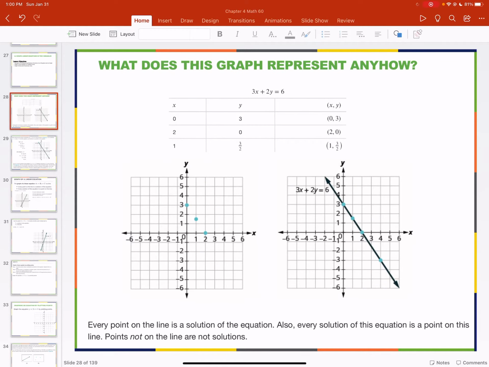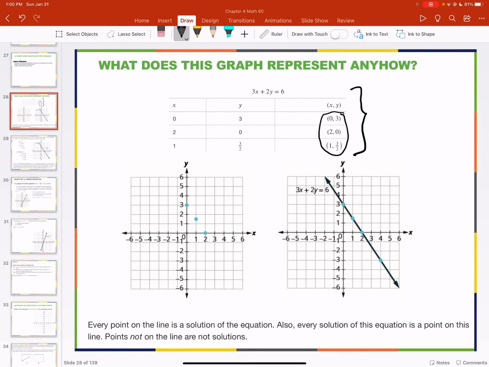Okay, so first thing is, what does the graph represent anyhow? Suppose you took the line 3x plus 2y is equal to 6, and you plugged in some points, and you solved for values of x and y, and you got a set of 3 points here, 0, 3. So these points are called solutions of the equation, but those aren't the only solutions possible. If I draw a line through these points, I actually have this line right here. This represents all the solutions.